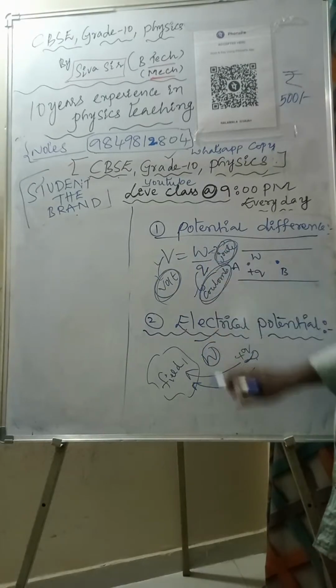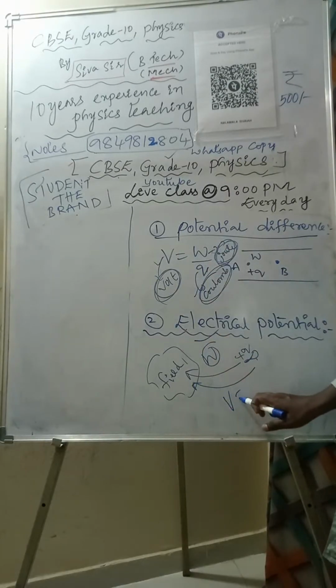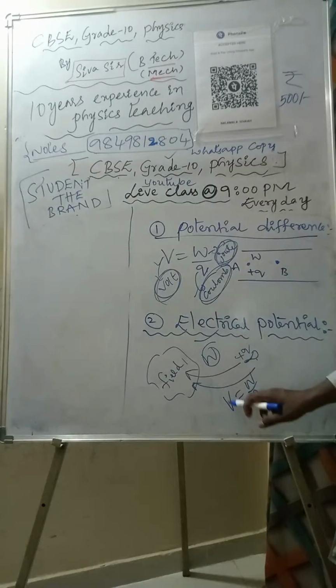So the same formula we will use: V equal to W by Q. So potential difference, work done and charge.